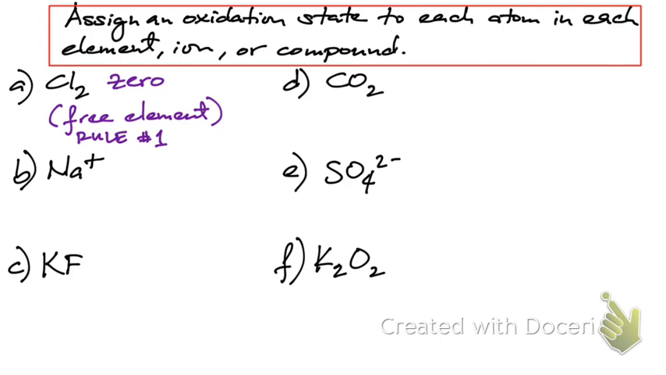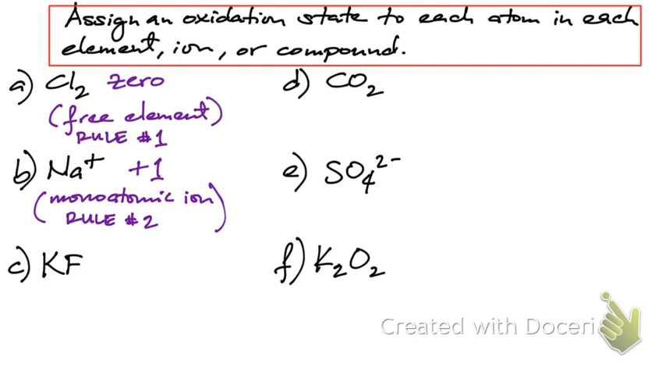Okay. What about for the second one here, sodium ion? So if you look at sodium in the periodic table, it's in group 1 and it's a metal, right? And group 1 elements tend to have a +1 ionic charge. And so the ionic charge matches the oxidation number. And so for the sodium ion, it would have a +1 oxidation state or oxidation number.